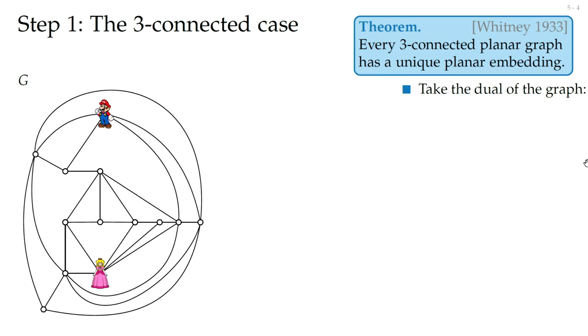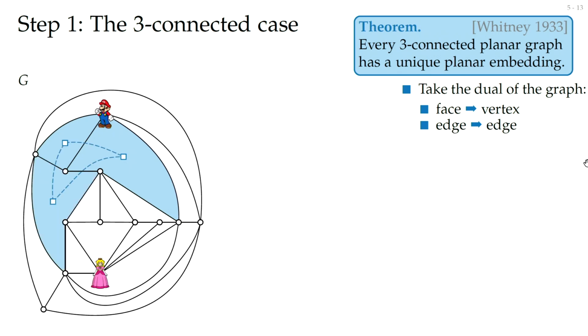So what we want to do is that we want to first create the dual of the graph. The dual means we take every face and we place a dual vertex there. So we take this triangle, place a vertex here, take the next one, place a vertex there, and then we connect the dual vertices if and only if there is an edge between the faces.